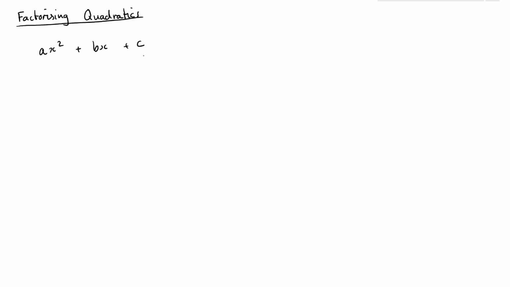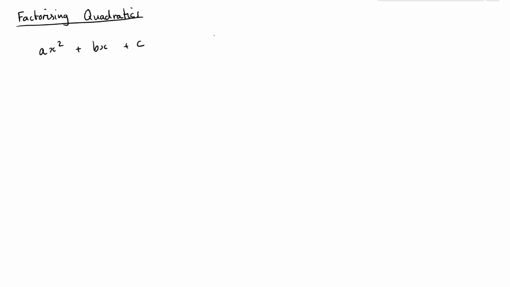These numbers a, b, and c are just numbers. They're just constant values that will determine the properties of this quadratic, how quickly it changes gradient, where it passes through the y-axis, things like that. When we factorize them, we're trying to simplify these things.